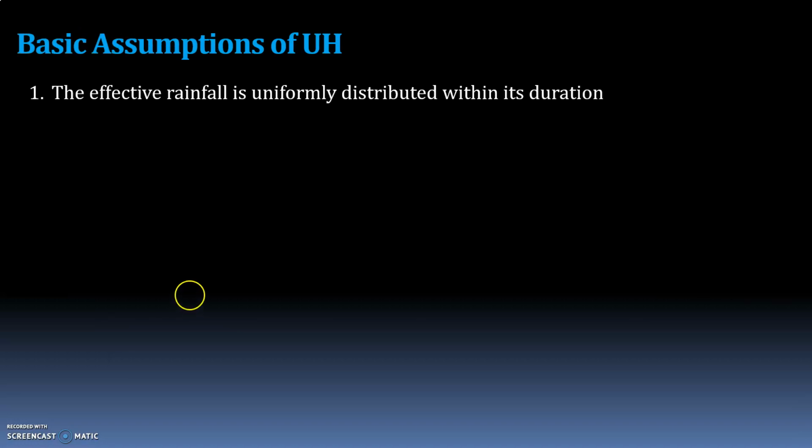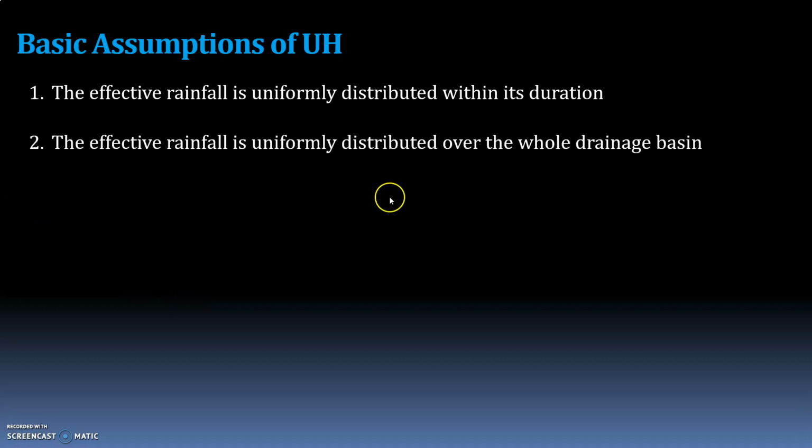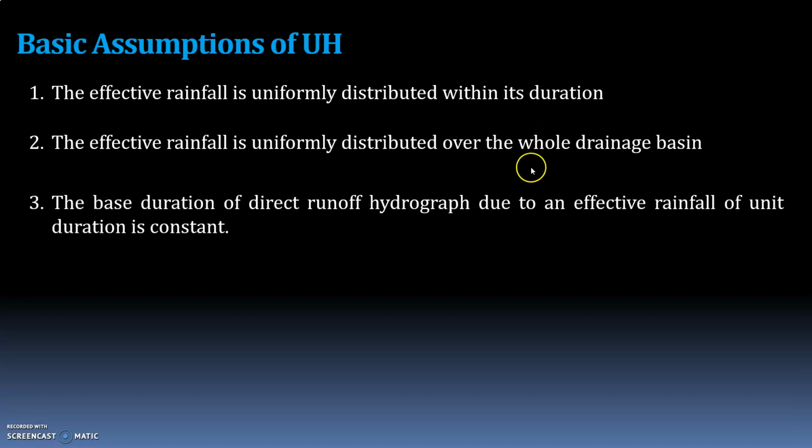Basic assumptions of unit hydrograph. The effective rainfall is uniformly distributed within its duration. The effective rainfall is uniformly distributed over the whole drainage basin. The base duration of direct runoff hydrograph due to an effective rainfall of unit duration is constant.